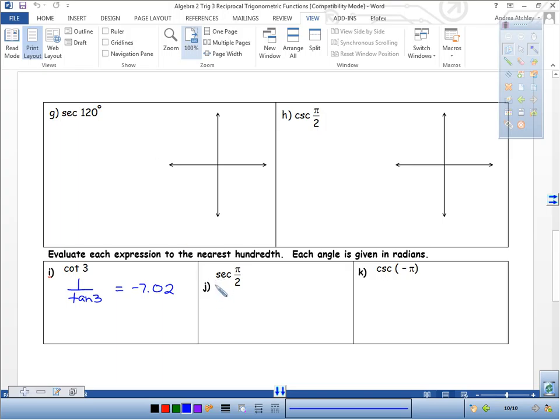Okay, class, what about secant? Secant goes with cosine. So it's 1 over the cosine of pi over 2. Again, we're going to enter 1 divided by. Some of us are going to do it just as it's written. Some of you have to go pi divided by 2 cosine.